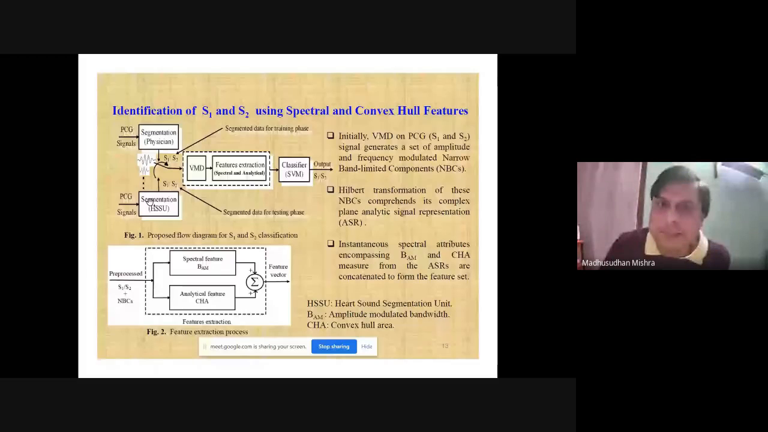So S1, again, will be decomposed into two modes using variational mode decomposition, and the features will be extracted from both the modes, and then again it will be fed to a classifier. So this is the proposed flow diagram for identification of S1 and S2.